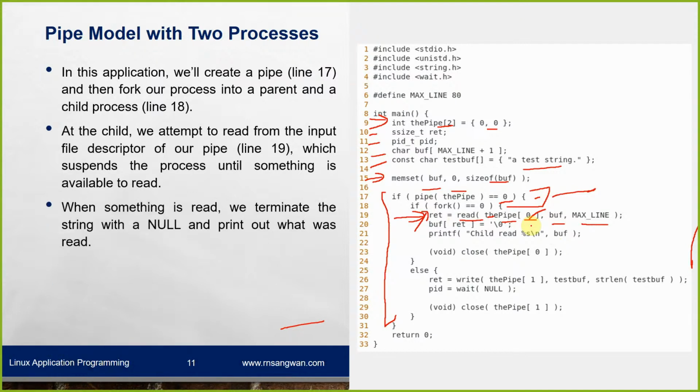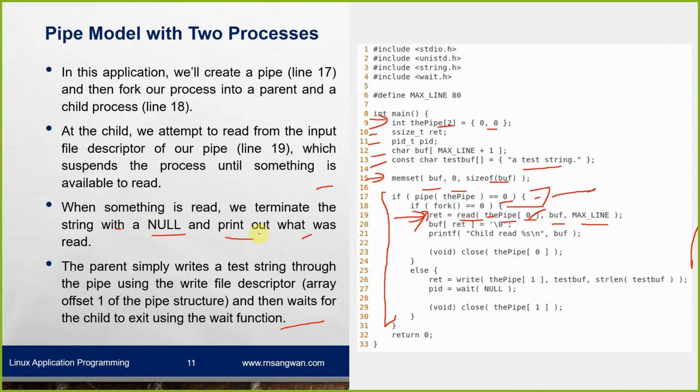which essentially means that when you run this program, you have to open another terminal window. You have to run the program in 2 terminal windows, because the program is suspended until something is available in the buffer, and you are running the program, therefore you cannot continue with the same terminal window. When something is read, we terminate the string with a null and print out what was read.